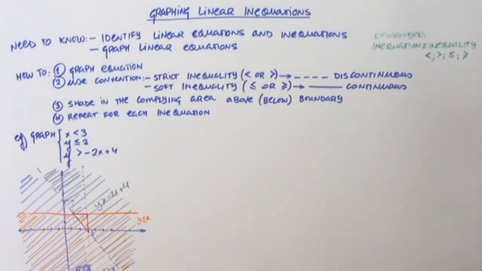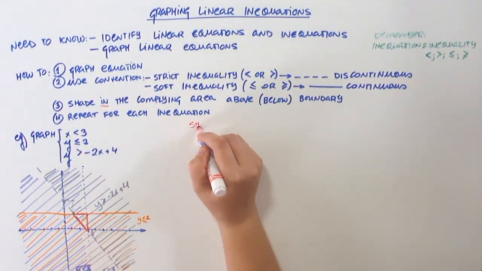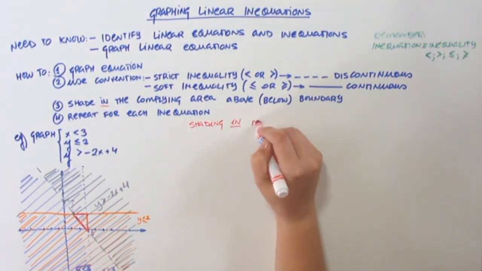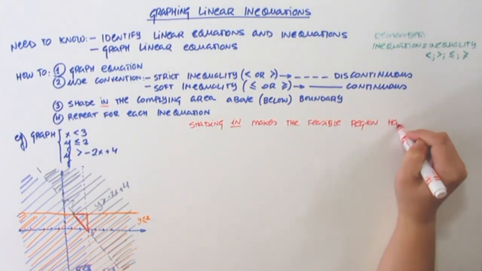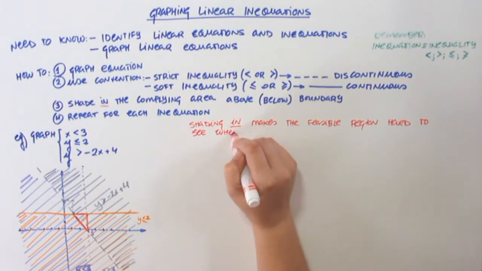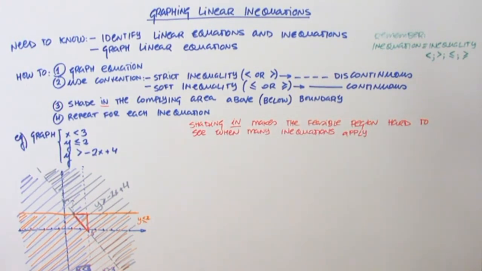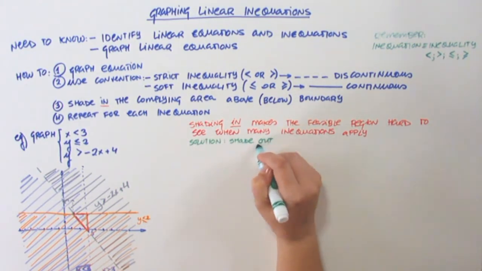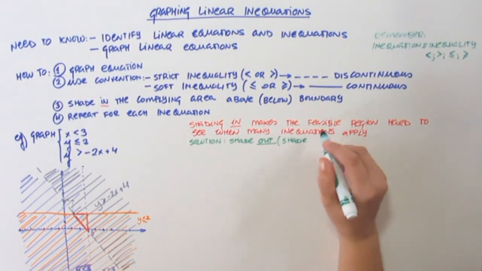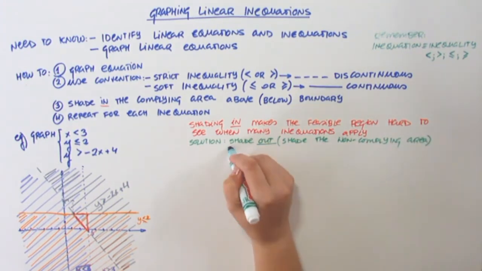Now, the solution to this problem is to actually shade out. So if I were doing this process, when I get to shade in the complying area, what I do is that I shade out the non-complying area. That means that the feasible region at the end is going to be what remains unshaded, which means it's going to be much easier to see.